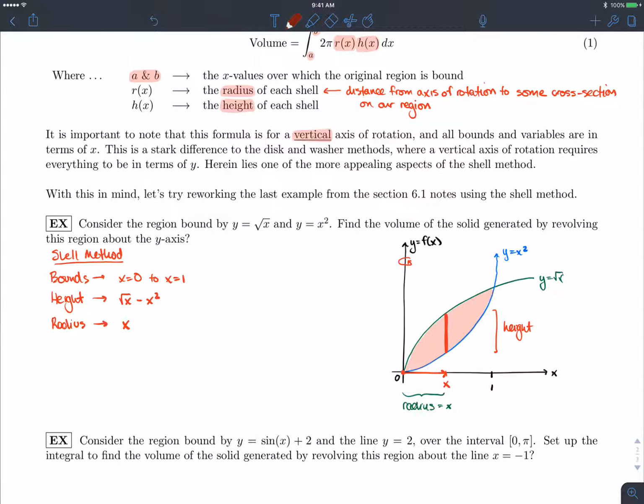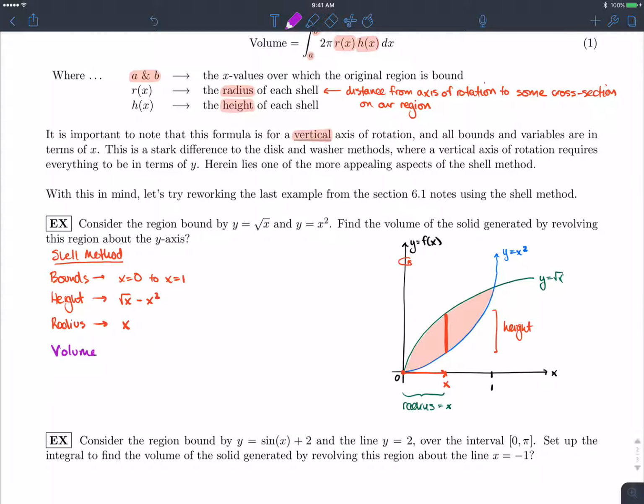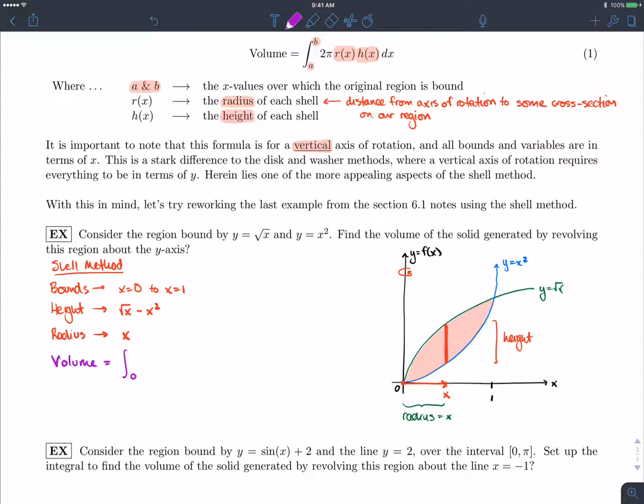Once we have these three things, now it's just time to calculate our volume. So volume will be equal to the integral from our bounds, and that's going to be from 0 to 1, 2 pi times our radius, which is x, times our height, which is the square root of x minus x squared dx. We're going to clean this up and make it a little bit more integration friendly, so I'm going to pull the 2 pi out, and we've got the integral from 0 to 1. And if we distribute that x, we're going to get x to the power of 3/2 minus x cubed dx.